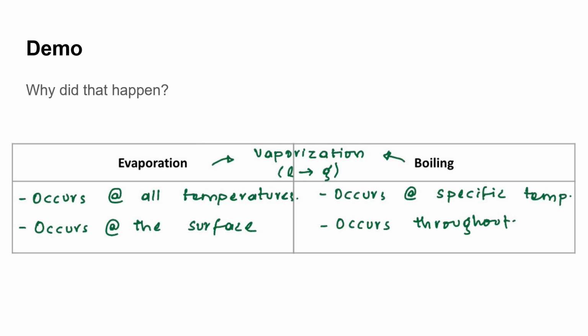And another difference is that evaporation, for the most part, only occurs at the surface. So the particles that we have on the surface of our substance are the ones that are converting into gas and evaporating. But boiling is something that occurs throughout the substance. So if you have water in a pan and you start boiling that, you will see the bubbles even at the bottom of the pan. And that's because you have that phase change going on everywhere in your substance, not just at the surface.